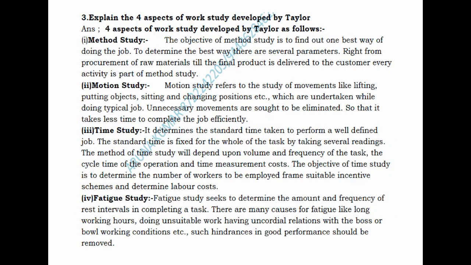So the third question is, explain the 4 aspects of work study developed by Taylor. When coming to the 4 aspects of work study developed by Taylor, you have 4 studies: method study, motion study, time study and fatigue study. Under method study, it says that the one best way of doing the work has to be selected. Motion study is about reducing the unnecessary movements in the organization.